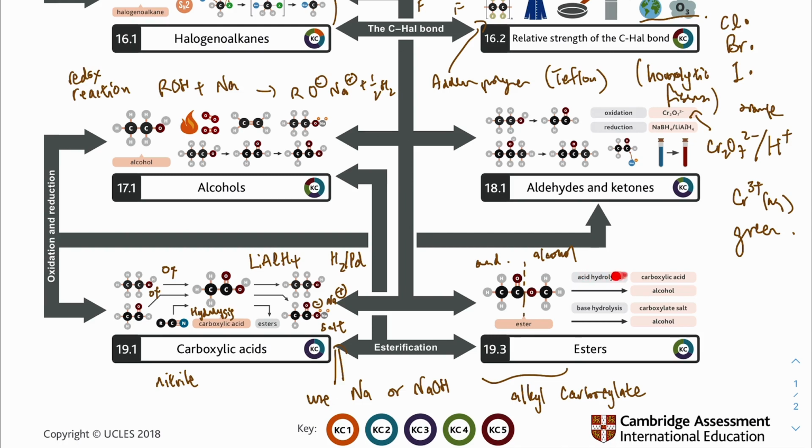Of course, you can hydrolyze it under acid to give you back the acid and the alcohol, or you hydrolyze it under base, where you get the carboxylate salt because it's acidic in the basic condition, and you get back the alcohol. So these things are interrelated to each other, and it's just a quick overview of your AS topic, and by no means is this your specification of your syllabus. You should check what you need to cover totally.